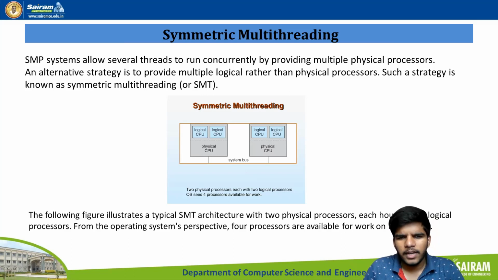In the figure, we can see a symmetric multithreading architecture with two physical processors, each housing two logical processors. From the operating system perspective, four processors are available for work. Here it is mentioned as physical CPU, and above that there are logical processors, two on each, combining to four processors.